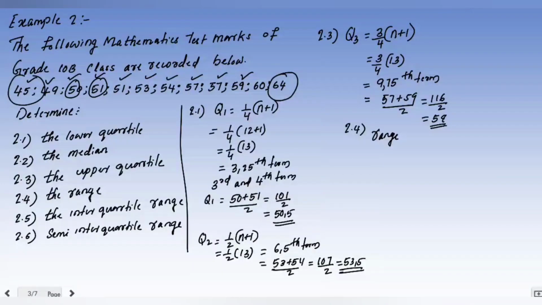So we got Q3. Learners, question number 2.4, we are finding the range. How do we calculate range? That is the maximum number minus the minimum number, isn't it? What is the maximum number? 64. Minus the minimum number, that is the starting number, that is 45. So the answer is 19. We got it, range.